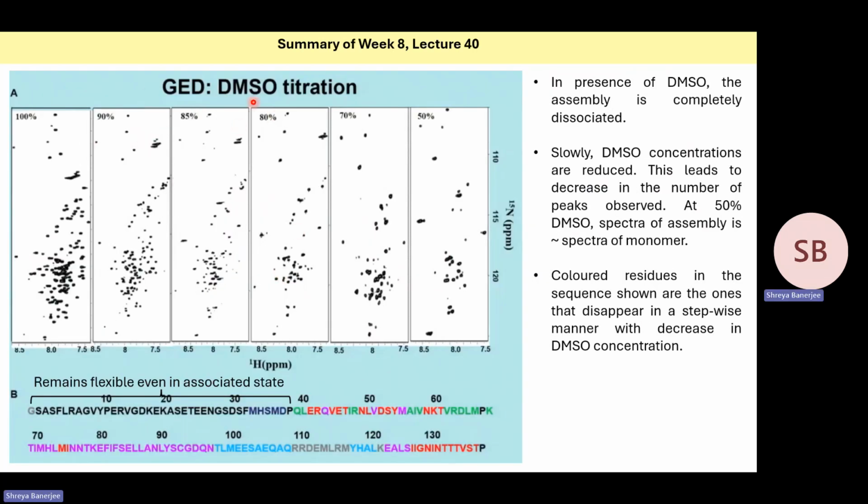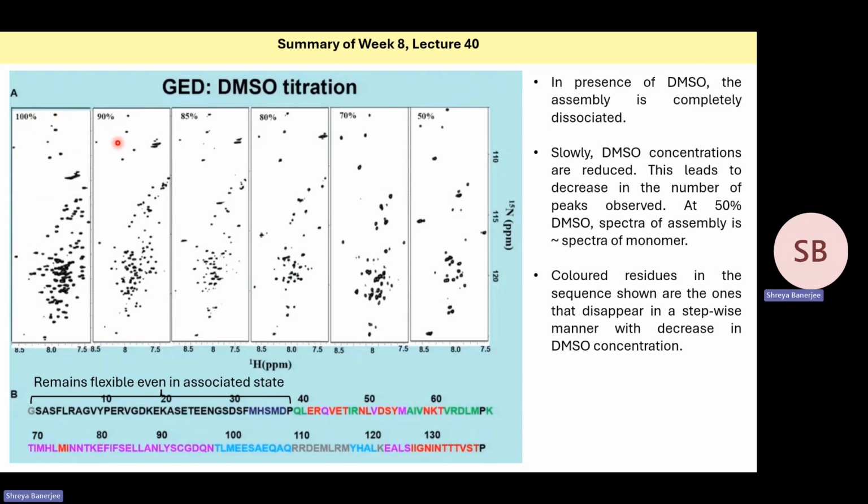So here basically, for the GED protein aggregate, a DMSO titration is done. Like we studied that urea is a denaturant, DMSO is also a denaturant. In the presence of DMSO, the assembly is completely dissociated. So when you have 100% DMSO, the assembly is completely dissociated, so only the monomer is present. So you can see many well-resolved peaks. You can assign the spectrum.